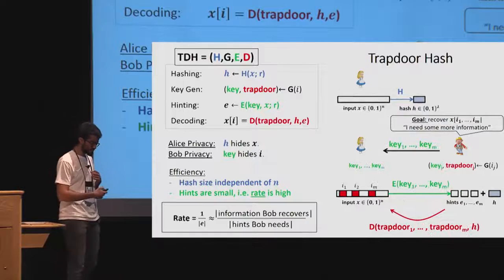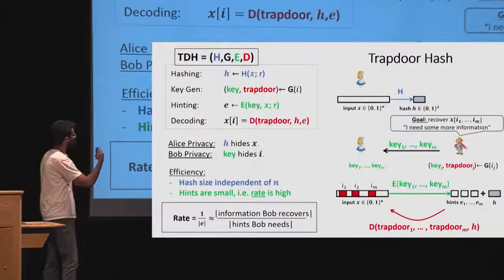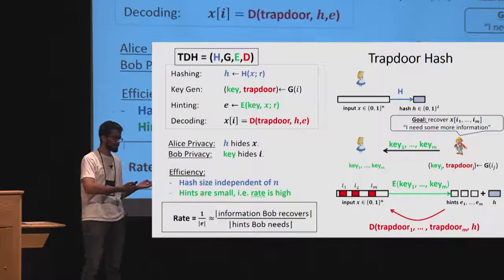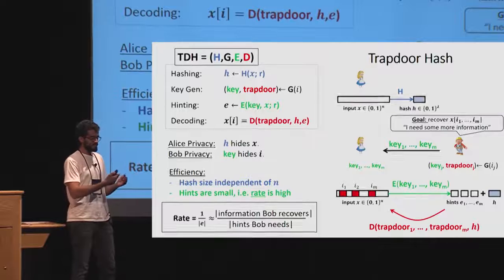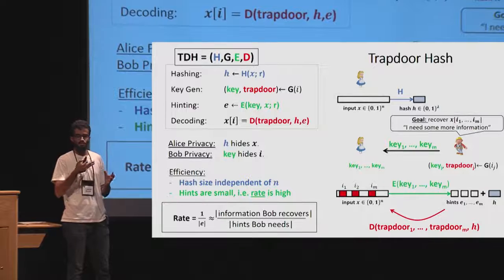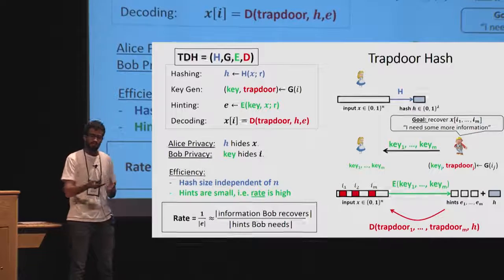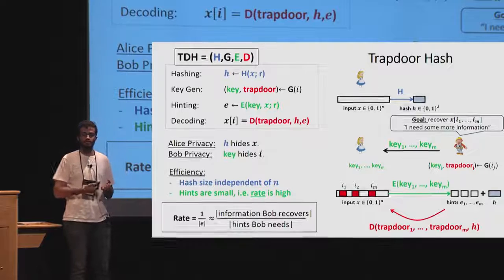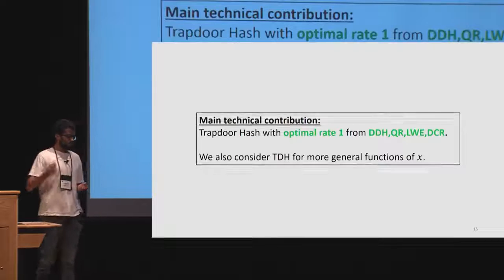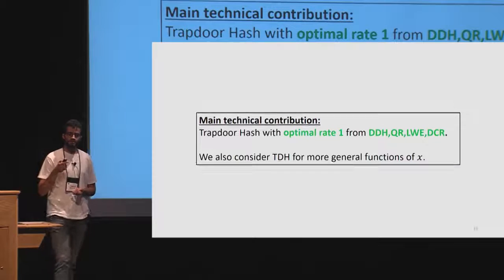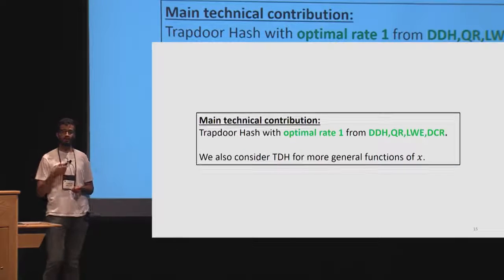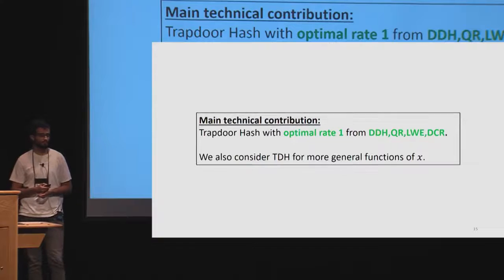And to make some sense out of this rate definition, notice that Bob can generate multiple keys in order to recover multiple bits of the database. And you can see that the rate here, as we defined it, is asymptotically equal to the ratio between the information that Bob recovers and the length of the hints that Bob needs in order to recover this information. So the main technical contribution of our paper is constructions for trapdoor hash with optimal rate under the DDH, QR, LWE, and DCR assumptions.